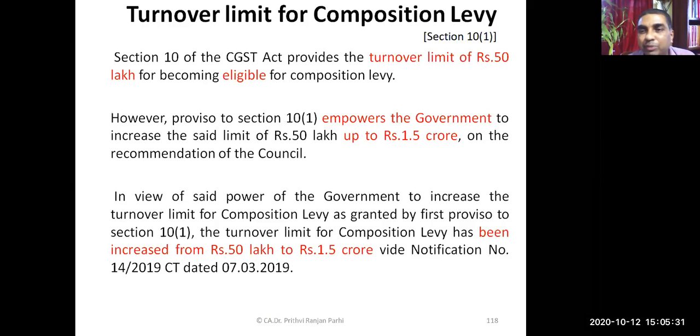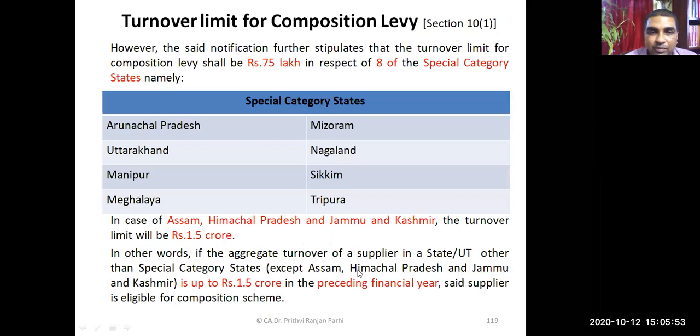Section 10, as you have seen when I showed you the act itself, shows the turnover limit is 50 lakh rupees. Section 10 subsection 1 provides that the composition scheme limit is 50 lakh rupees. However, there is a provision in that section which empowers the government to increase it from 50 lakh to 1.5 crore. Accordingly, it has been increased from 50 lakh to 1.5 crore through notification. But 1.5 crore is there for all other places.